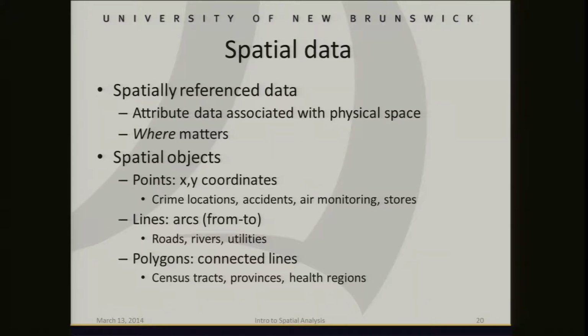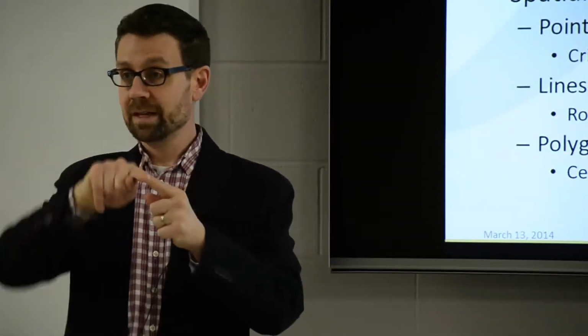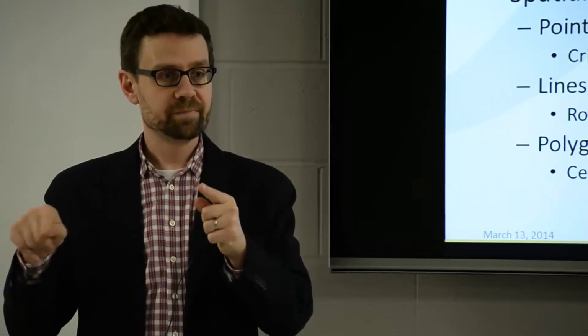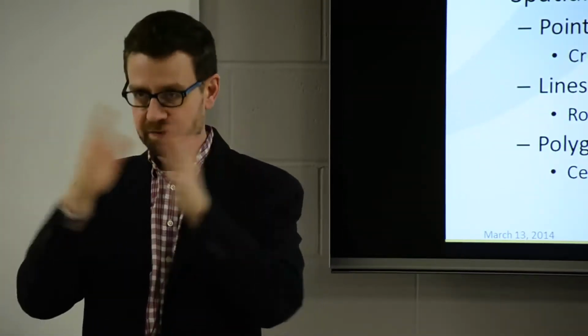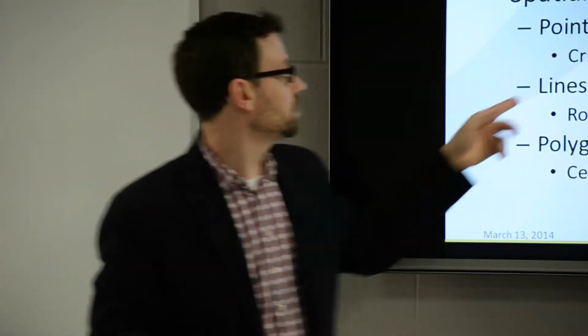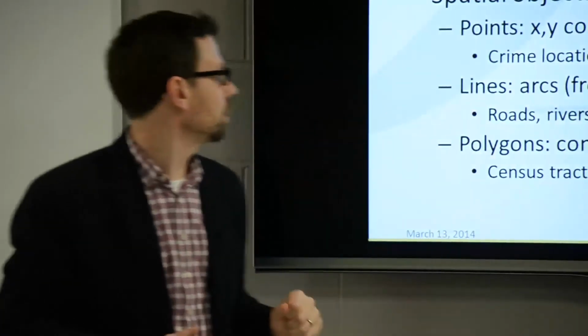So, and these are spatially referenced in different ways. Points are a set of XY coordinates. Very simple. It has an X and a Y. So just like when you plot things on a graph, it tells us where it is. How that X and Y is defined is fairly complex, and we'll get into that. But those can be the locations of crime, accidents, air monitoring stations, stores.